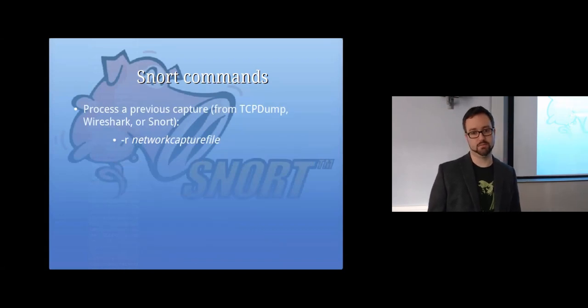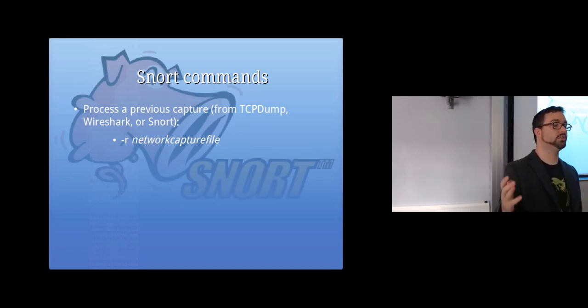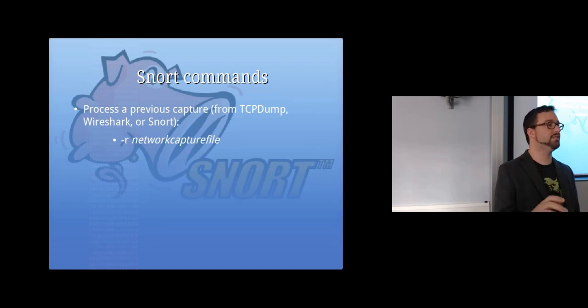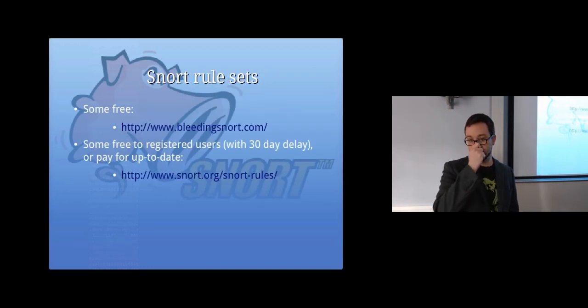There's a number of ways that you can configure it based on your own requirements. If you've previously captured network traffic, you can actually run that through Snort, so it doesn't have to be real time. You can record all the traffic first, by using tcpdump or Wireshark, and then you can feed that into the Snort program and it will go through and generate alerts and things. So if you want to update the rules for Snort, there are some free rule sets you can get.